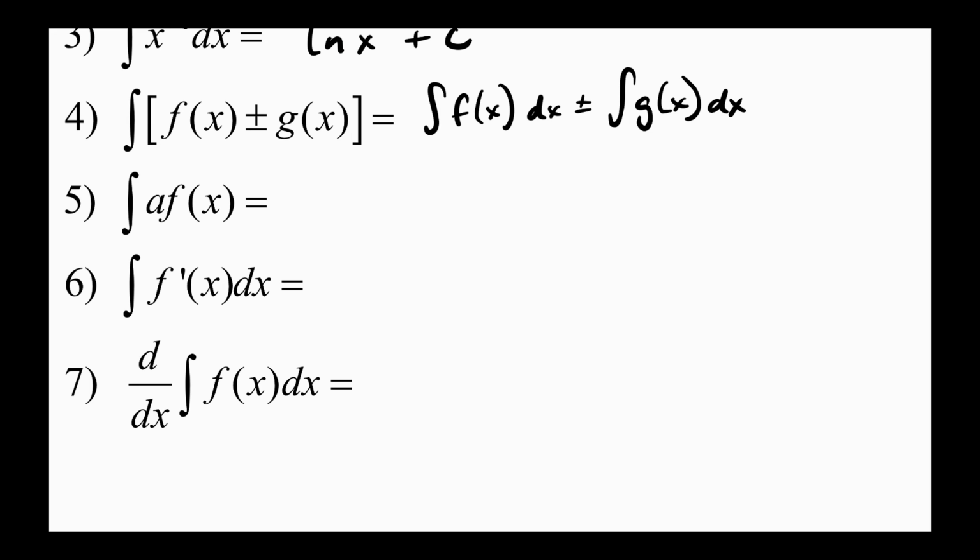Number five says, what if I have a number times a function? So 5x, 7x, -2x. You can do the power rule, or another way is you can just move the number to the front and do the power rule. You can also do that. So if I have 5x, I can move the 5 to the front, do the power rule for x, and then multiply it times 5 afterwards. Or you can just do the power rule. Gives you another option.